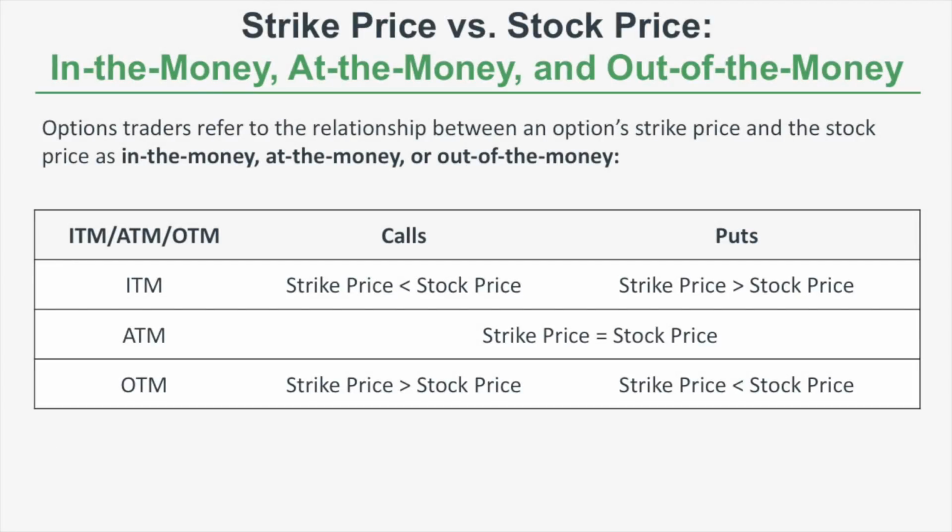Alright, let's move on. So there are three terms that you need to become familiar with when you're starting to trade options. And those three terms are in the money, at the money, and out of the money. All these terms mean is the relationship between the current stock price and an option. So, for example, the term in the money is when a call has a strike price that is less than the stock price, or when a put has a strike price that's greater than the stock price. At the money means that the strike price of a call or put is equal to or near the current stock price. Out of the money means the strike price of a call is greater than the stock price, and for a put, the strike price is below the stock price.